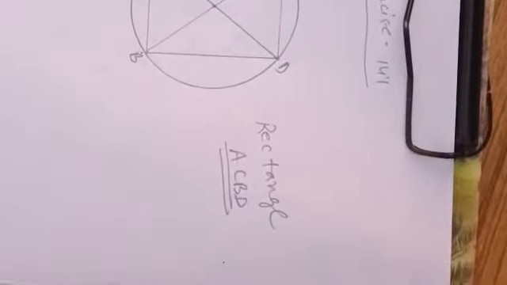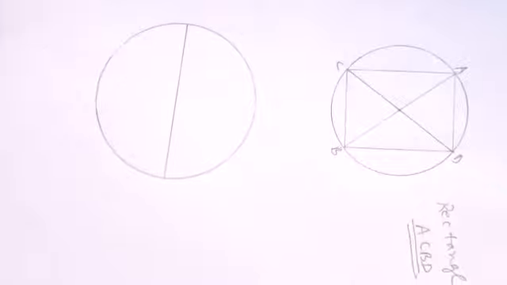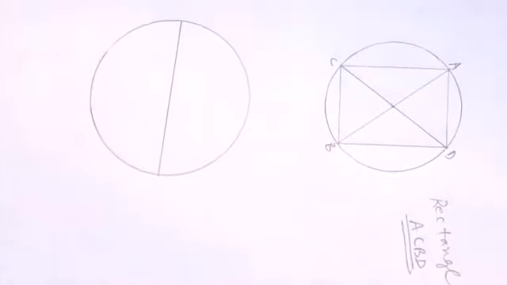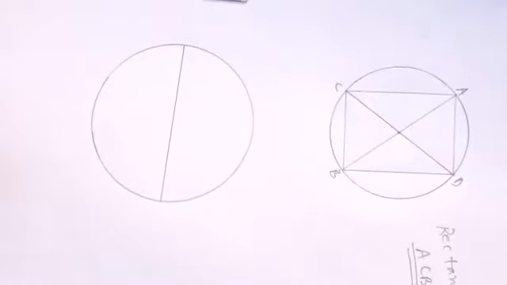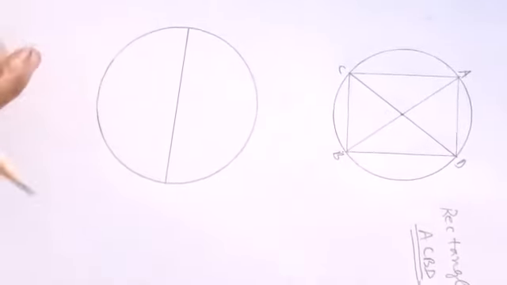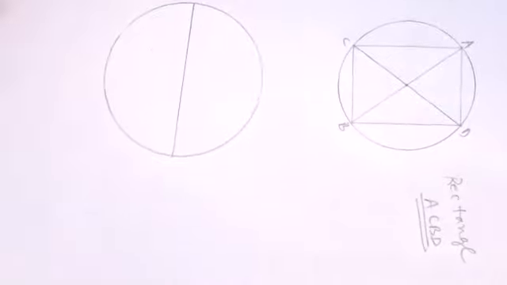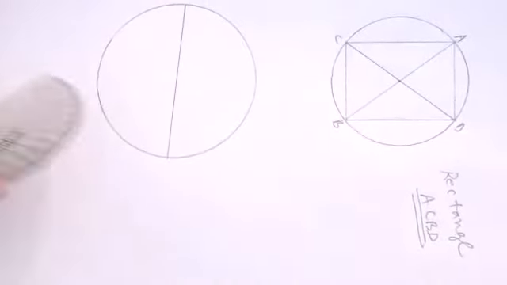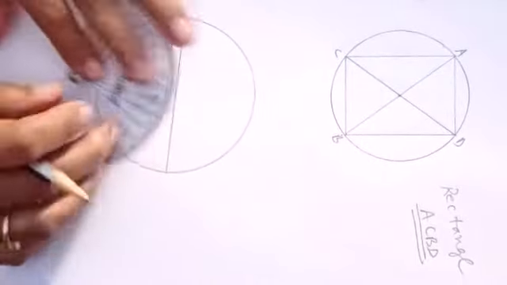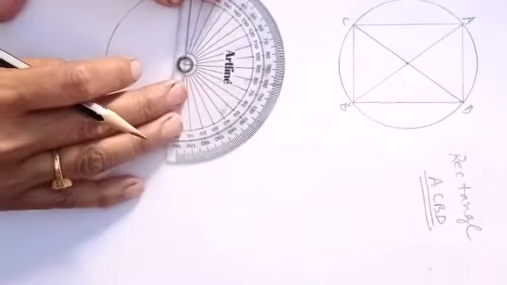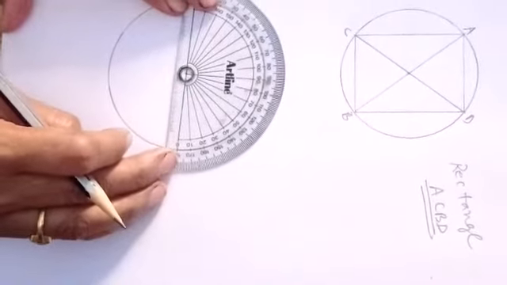Okay, now come to the second case. What will happen? In the second case, you have been asked to draw a circle with any radius, then draw two diameters which are perpendicular to each other. So to make it perpendicular, this was the center and I have drawn one diameter. Now I will look for the perpendicular. Perpendicular means 90 degrees.